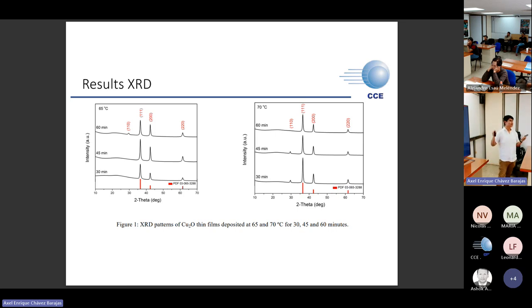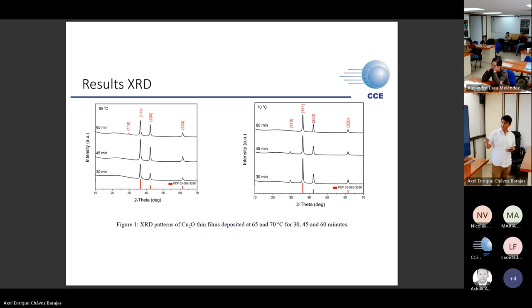And another aspect to consider is that we have an electromagnetic field. So we have ions, and these ions respond to the electromagnetic field, so it probably can crystallize in a different way than in a conventional heating process. The aspect that I would like to remark is that in the case when we deposit at 65 degrees, we increase the orientation to the plane 200. This is very important because this material presents an anisotropy of effective hole mass.